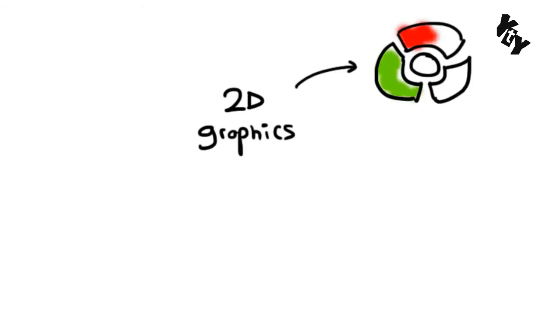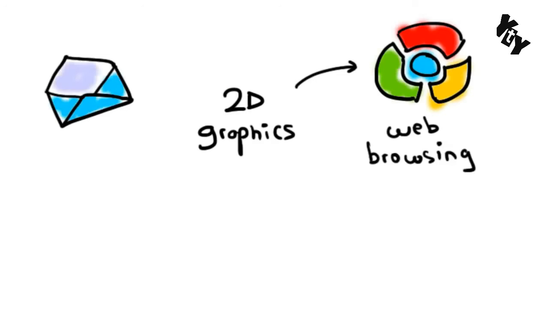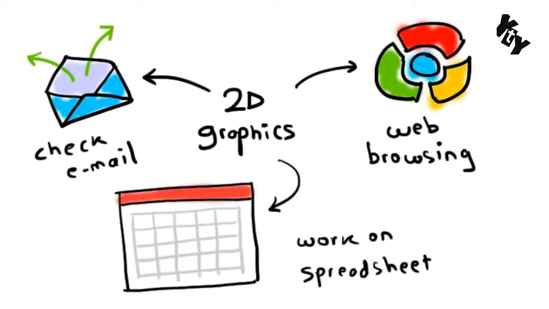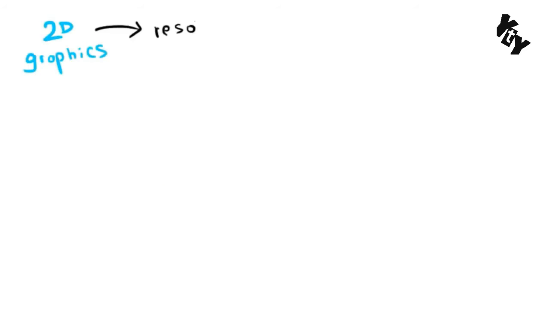2D or two-dimensional graphics are the kind of graphics displayed when you use a web browser, check email, or work on a spreadsheet. For 2D graphics, the major factors are resolution and refresh rate.